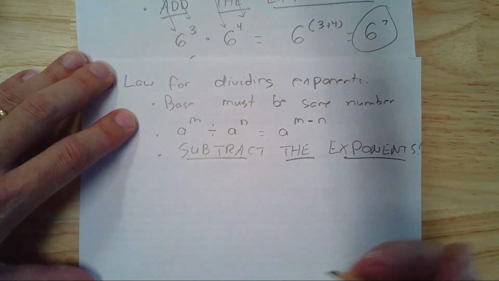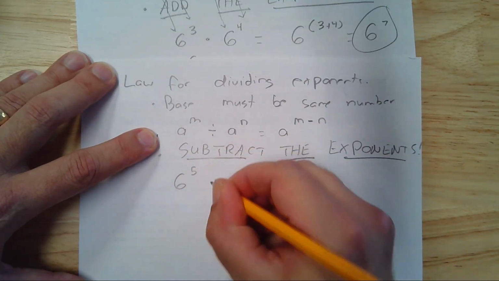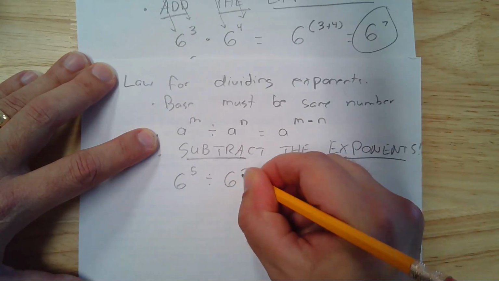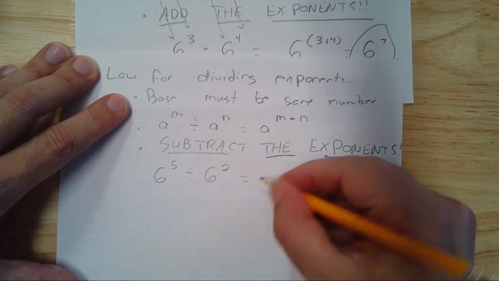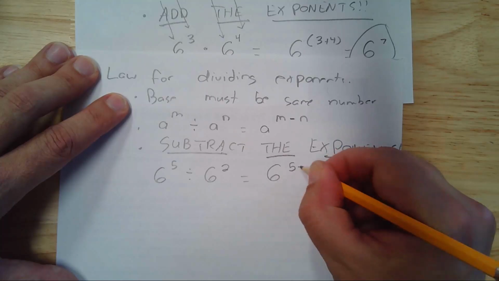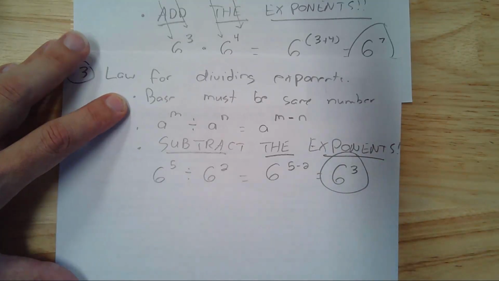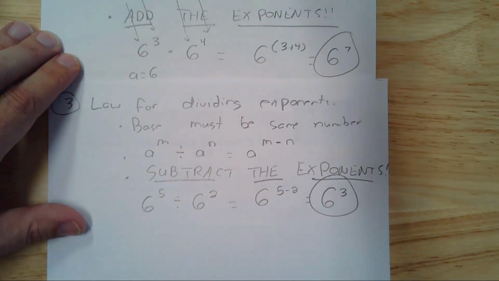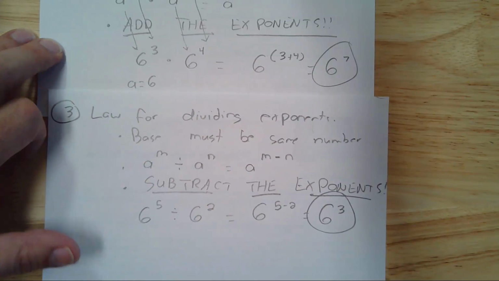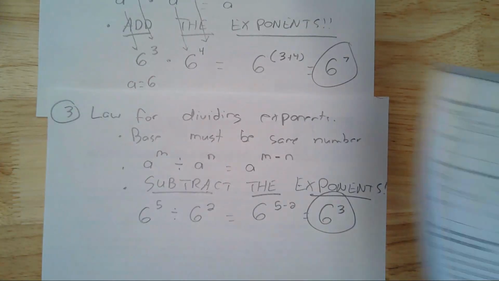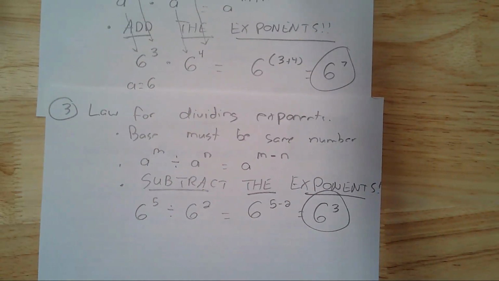And if I did a similar example, 6 to the 5th power divided by 6 to the 2nd power, it would be 6 to the 5 minus 2 power, and 5 minus 2 is 3, so 6 to the 3rd. Again, these laws only work when the bases are the same number, so no curveballs here.